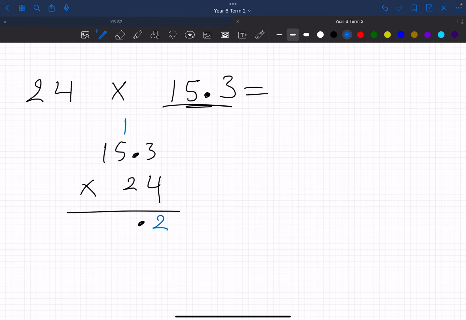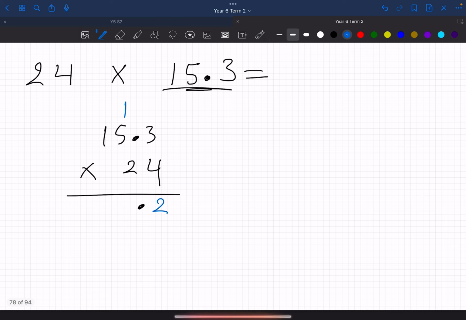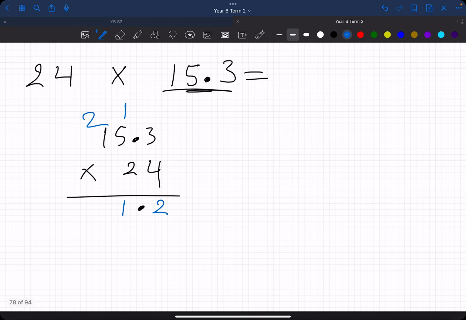Now, 4 times 3 is 12. 2 here, 1 up. 4 times 5 is 20. 20 plus 1 is 21. 1 here, 2 up. 4 times 1 is 4. 4 plus 2, 6. 6 go down. Done.